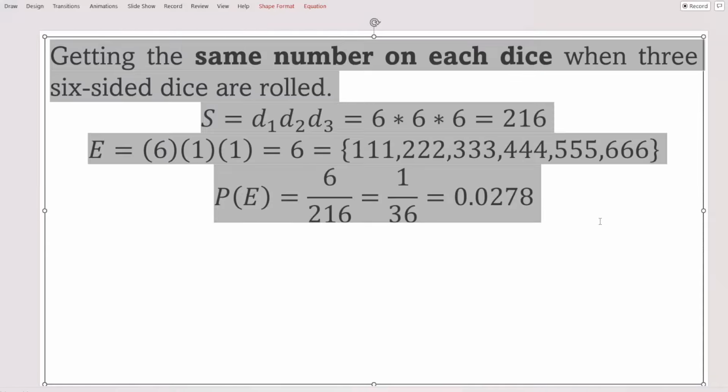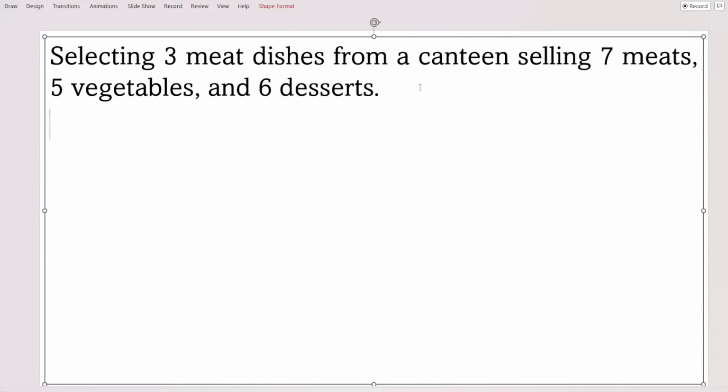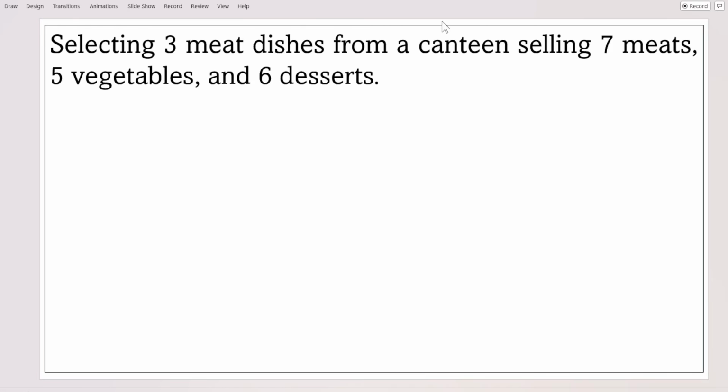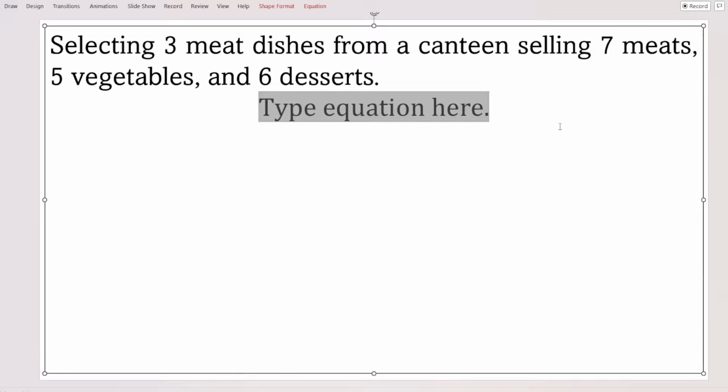Okay, let's look at the last problem here. Here we select three meat dishes from a canteen selling seven meats, five vegetables, and six desserts. Now, we are selecting three. Okay, that is actually your S. You select three items from what the canteen is selling. So we select three.